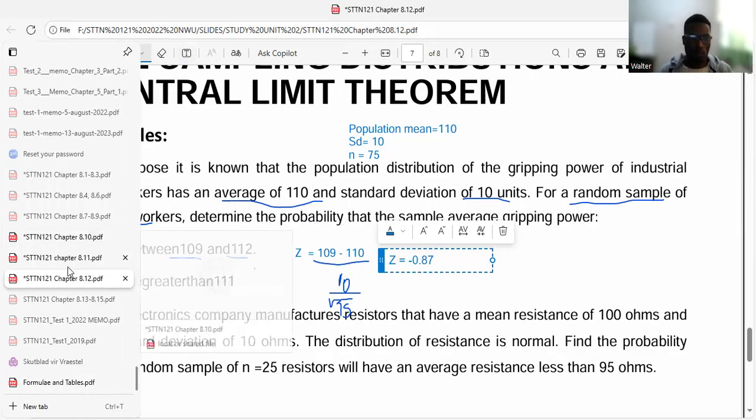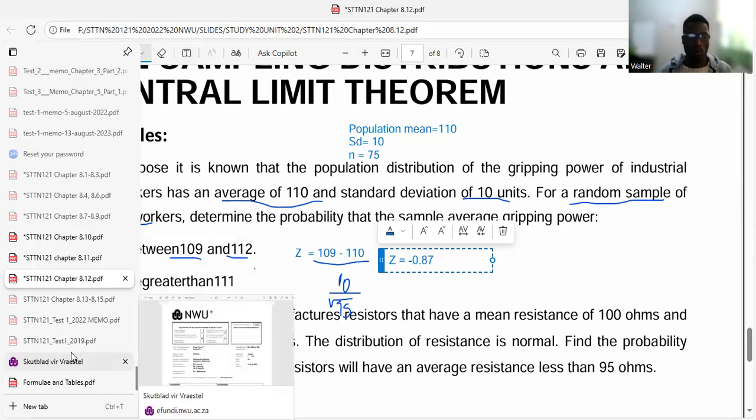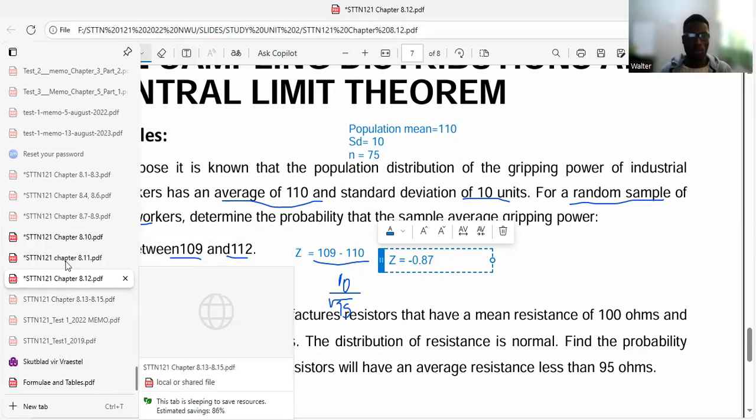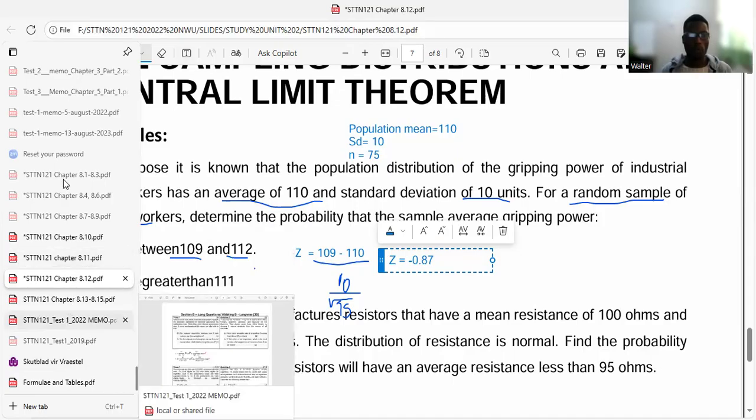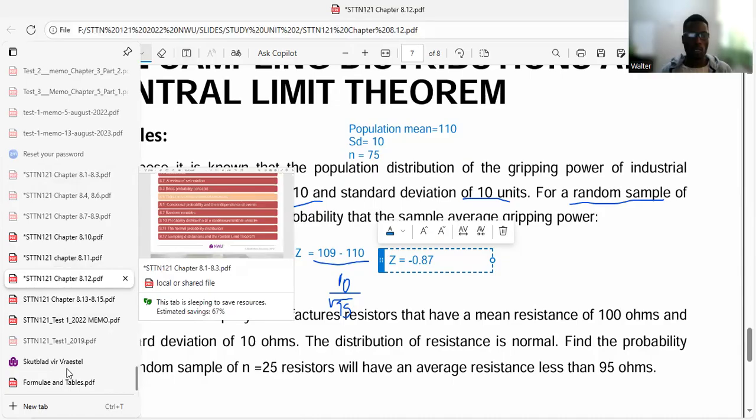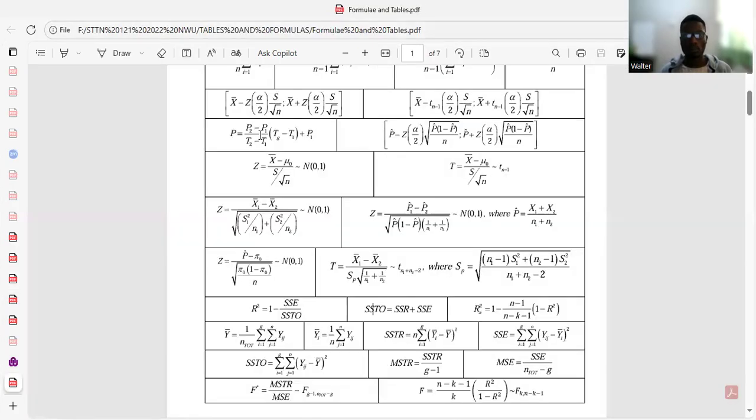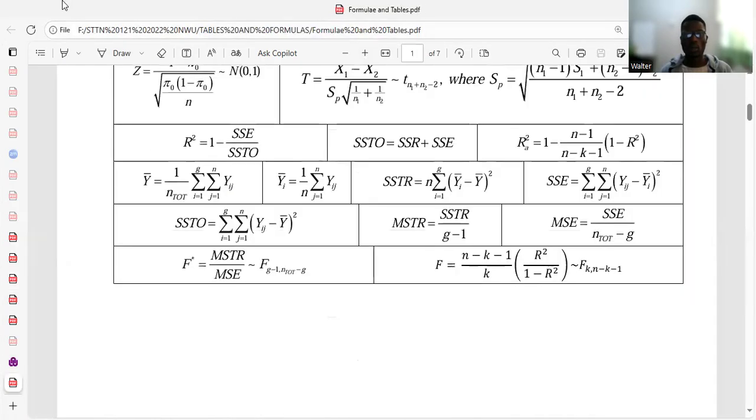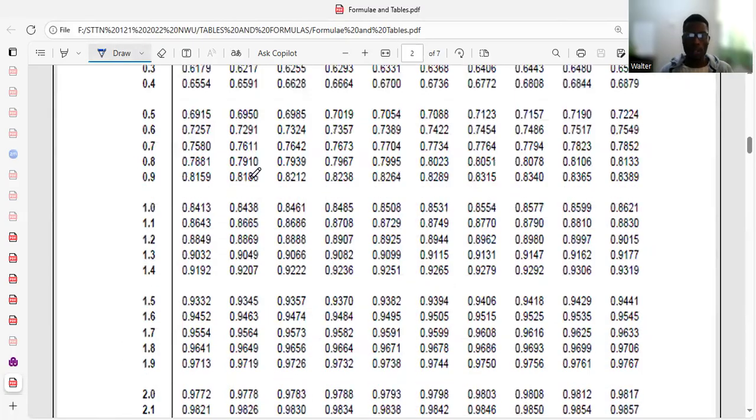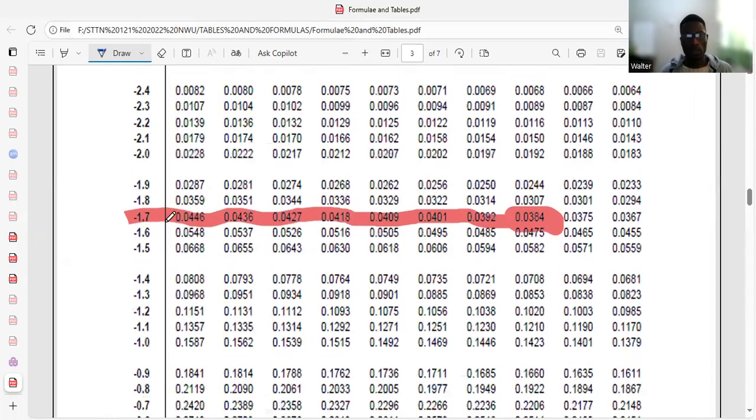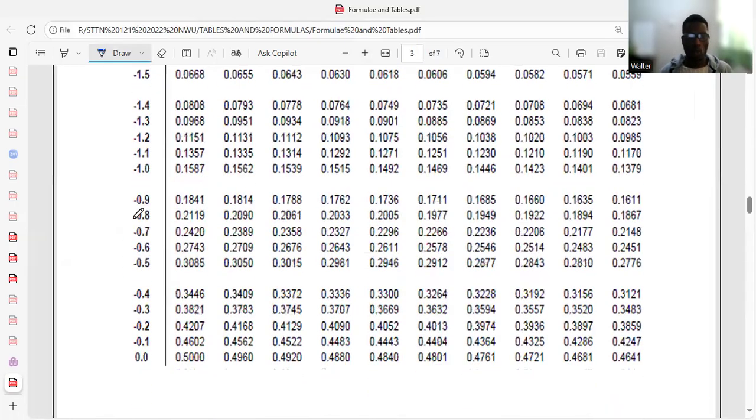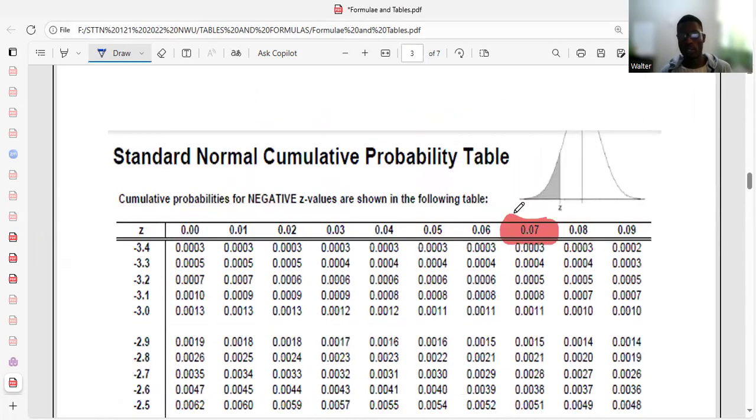This was the formula sheet. I remember I opened the formula sheet. I think it was here. Check. Okay, this is the one. Let me zoom in here, so that we check under the negative table, minus 0.87. We want to check minus 0.8 here, and then we check 7, because the last digit is 7. Here it is.